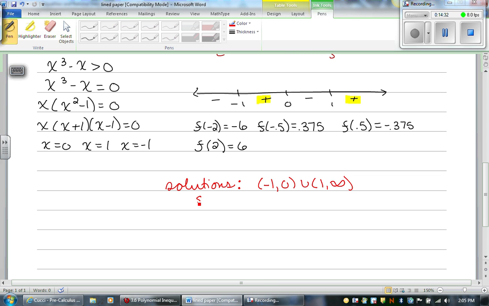The other way we can write this: x such that we are between negative 1 and 0, or x is greater than 1.